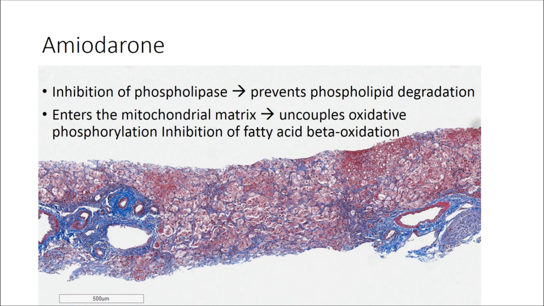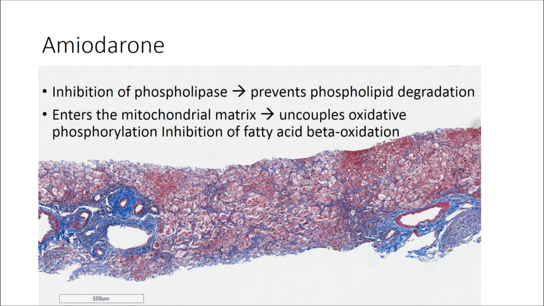Amiodarone may cause abundant Mallory hyaline without a true steatohepatitic pattern of injury, but steatosis may be present and minimal. But it's a great example to show you how you can have a disconnect of the degree of Mallory hyaline with the amount of, quote, steatohepatitis or steatosis. The process by which this occurs is that this molecule can inhibit the phospholipase and it prevents phospholipid degradation.